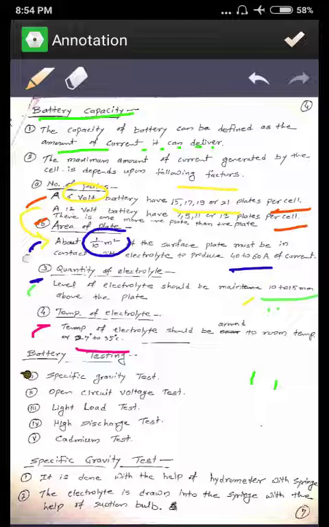So hope we have understood this battery capacity. In the next lecture we will study battery testing and a few more specifications regarding the battery in detail.